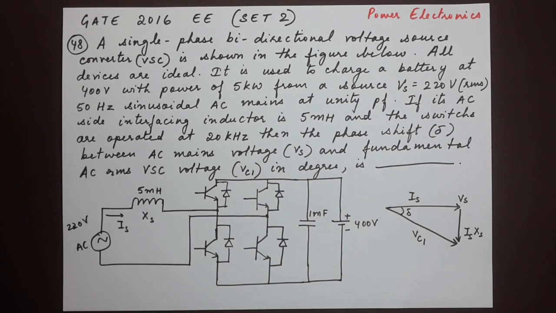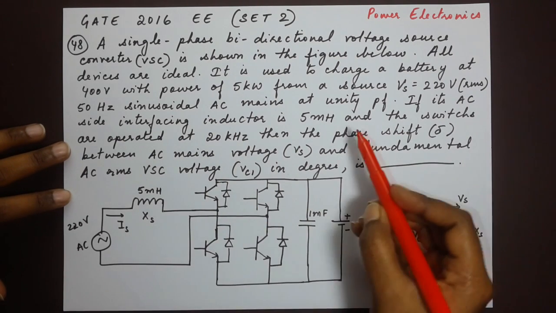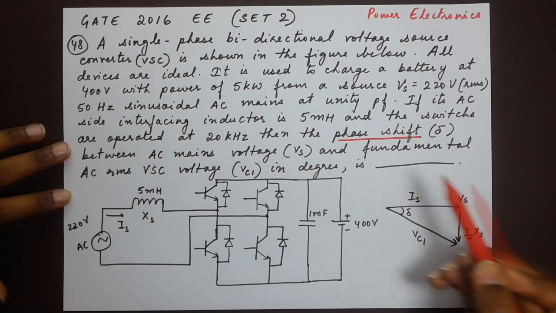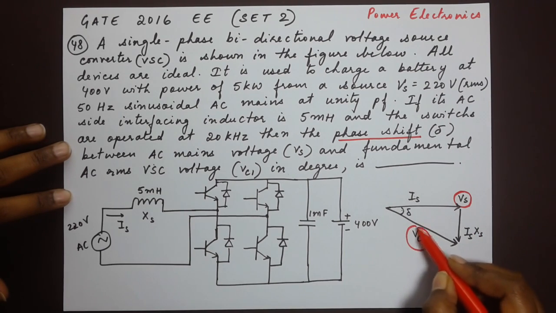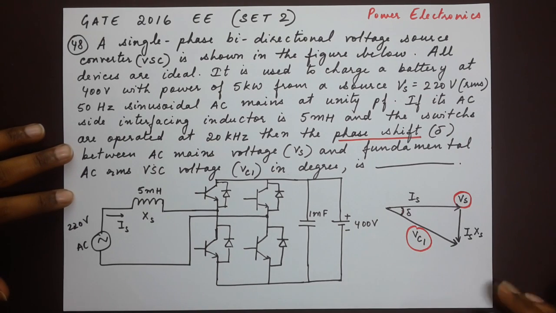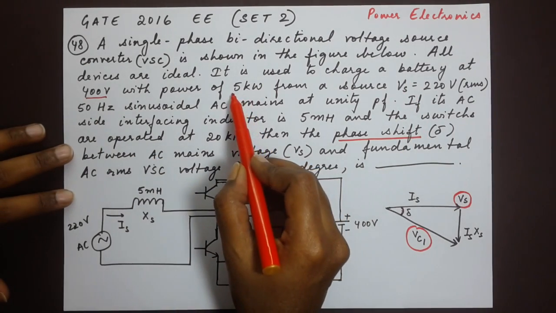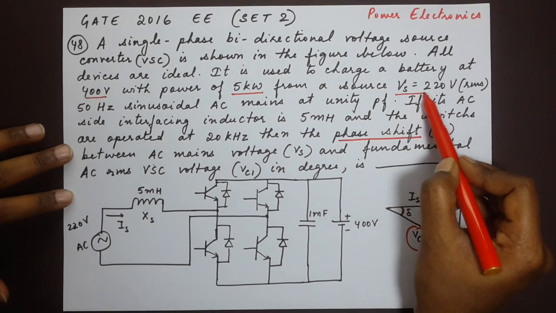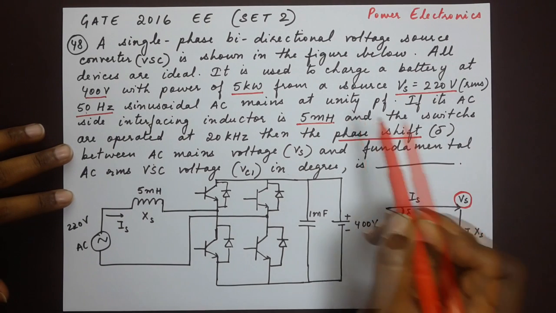Okay, so here in the figure we have been given a single phase bidirectional voltage source converter, and if we were to draw the phase diagram of the information given to us, we see that they are asking the phase shift delta between AC mains voltage Vs and the fundamental RMS voltage Vc1. So this is the angle between both of these voltages that we are supposed to find. Now in order to do that, let's write down all the given information first. We have been given the charge of the battery at 400 volts, the power utilized at 5 kilowatts, the source RMS voltage at 220 volts, 50 Hz, and the inductor value is given as 5 millihenry.